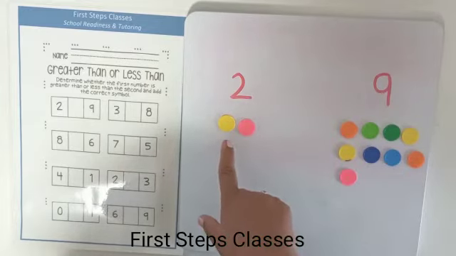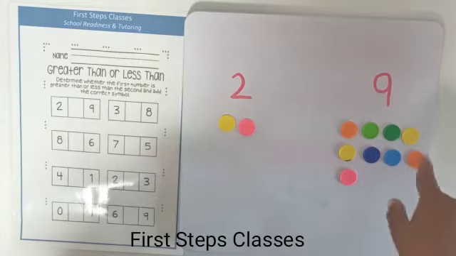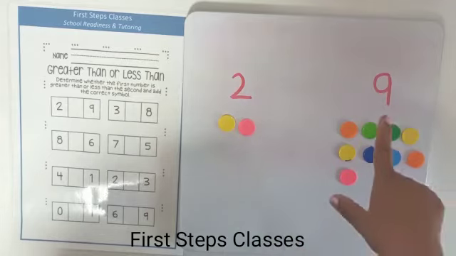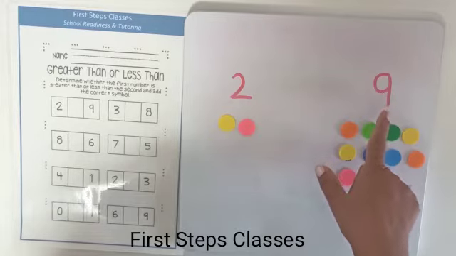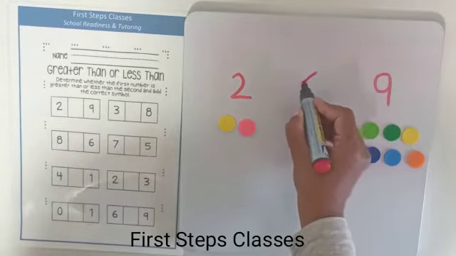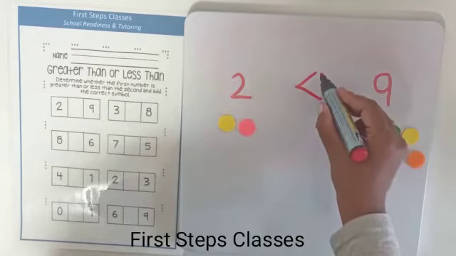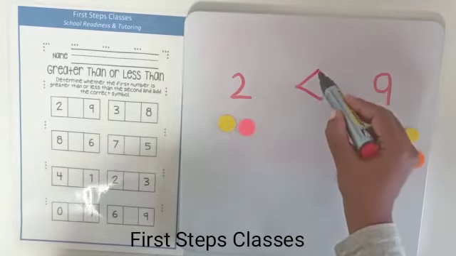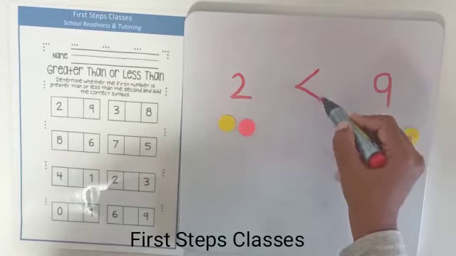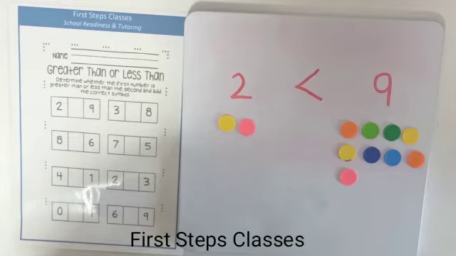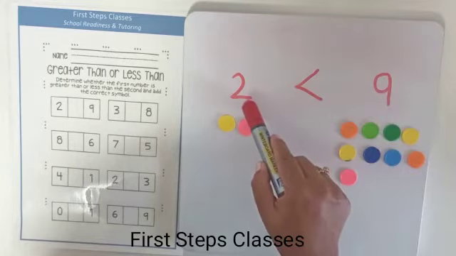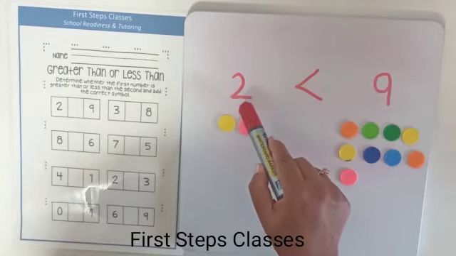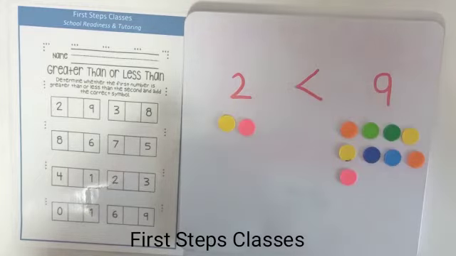Now as you can see, this side number 2 is smaller because it has just 2 counters, and number 9 is big because it has more counters in it. So we understand from this comparison that number 2 is smaller and number 9 is greater. So this is the sign to show that a number is greater, and we can remember this easily by remembering that this is a crocodile's mouth, and the crocodile's mouth opens towards the bigger number, the greater number. So we can say number 9 is greater than number 2, or number 2 is less than number 9.